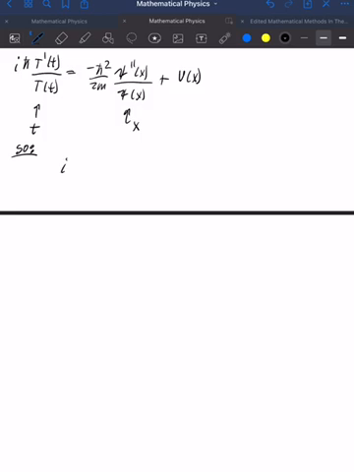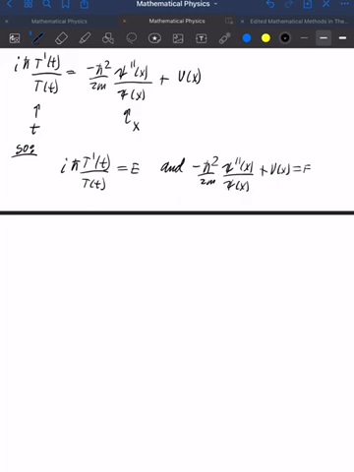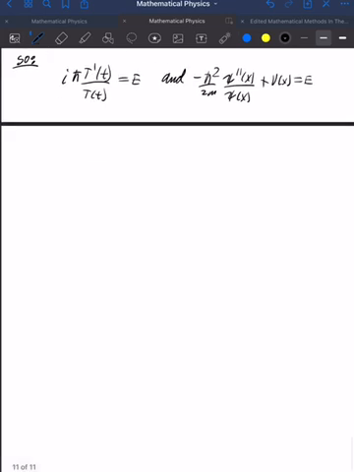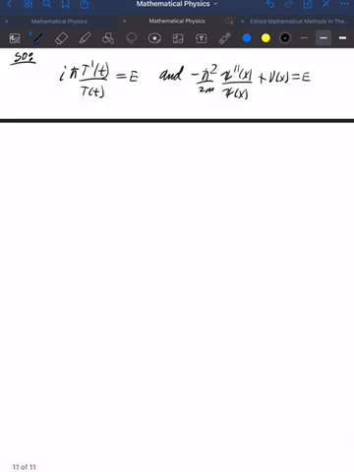And so what we have is i h bar T prime of t over T of t is equal to E, and minus h bar squared over 2m psi double prime of x over psi of x plus V of x is equal to the total energy E. And we have to solve each of these separately, and then once we do that, we'll be able to put it all back together to find a general form for psi of x of t.